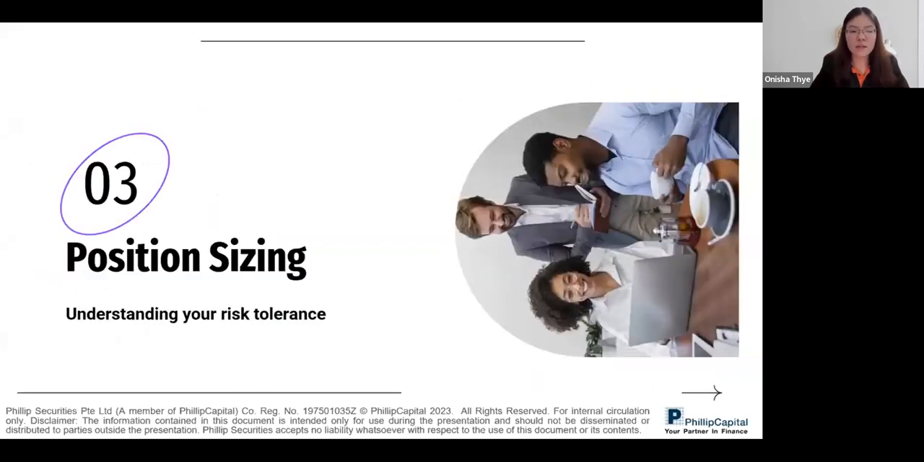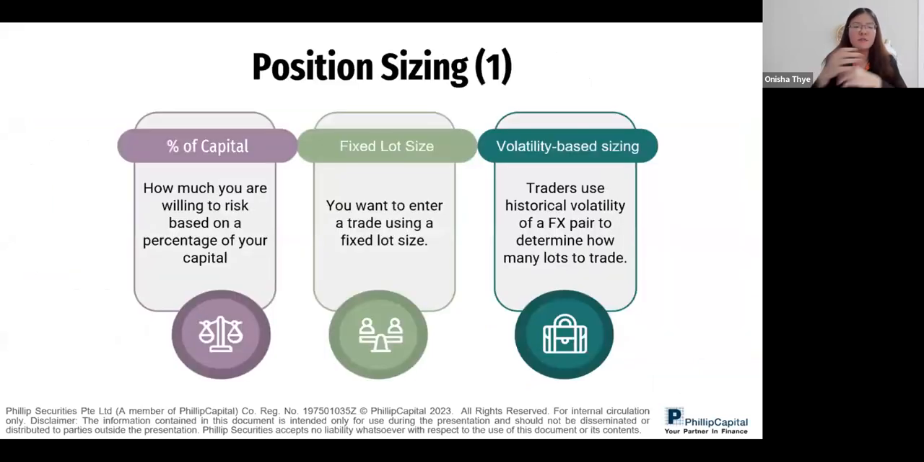Okay, now let's dive deep into position sizing. These are the different methods to determine your position size, in terms of how many lots you want to buy for a particular FX CFD. The first one is the percentage of capital, which is how much you're willing to risk based on a percentage of your total capital.